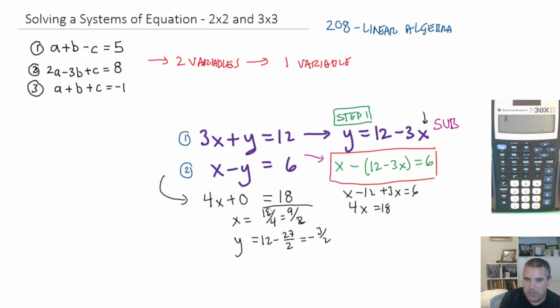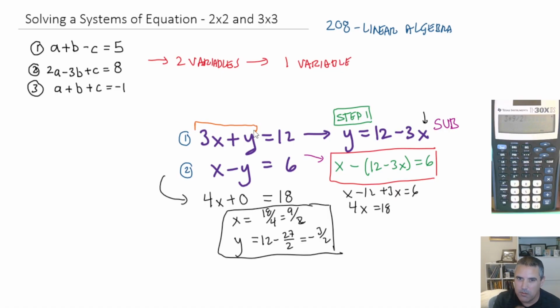The one comment I always make to students is there are a lot of places you can make mistakes. So it's very important that you have your calculator out and you check. So you do 3 times whatever your x is, 9 halves. So what am I doing right now? I am going to plug into all of this and make sure it's 12. I'm going to go back to the source of the problem. So I'm doing 3 times 9 halves.